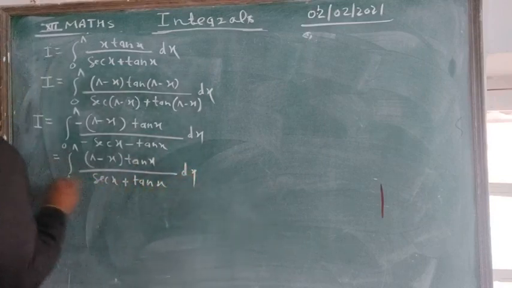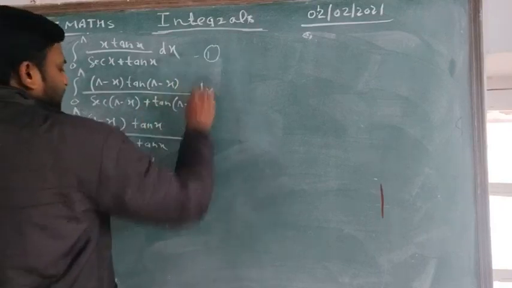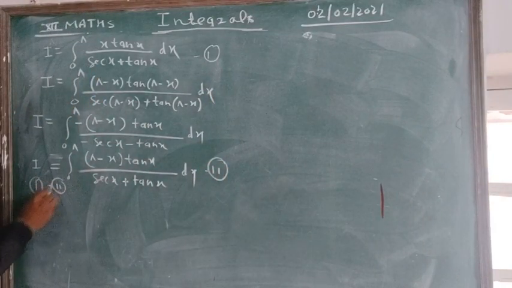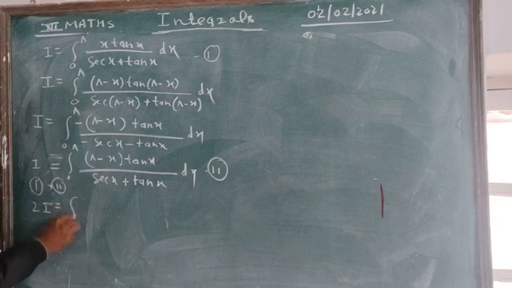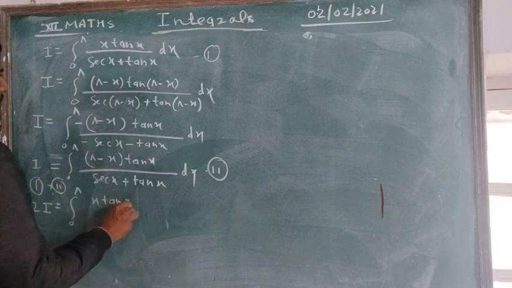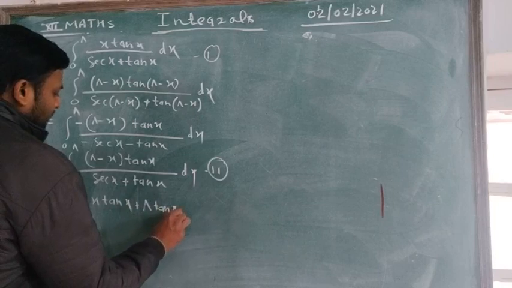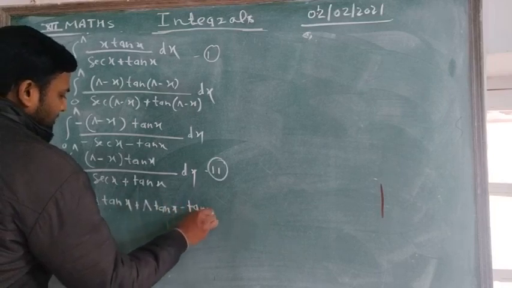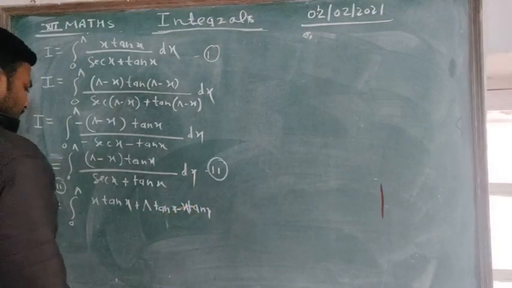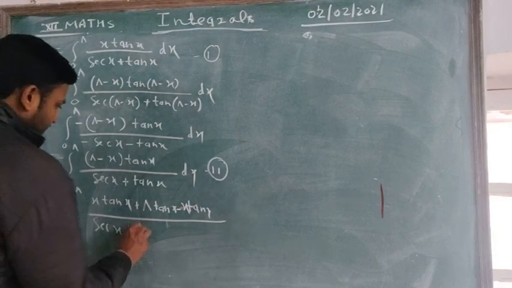Okay students, now I is this. We are saying this is the first equation and this is the second equation. When we are adding these two equations, students, we are getting 2I is 0 to pi, and here x tan x plus pi tan x minus x tan x, divided by sec x plus tan x.